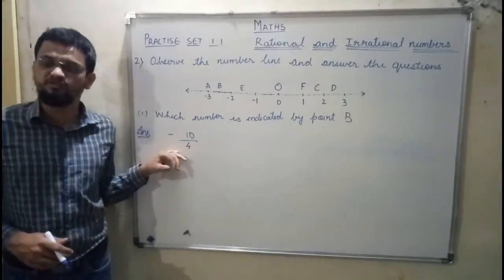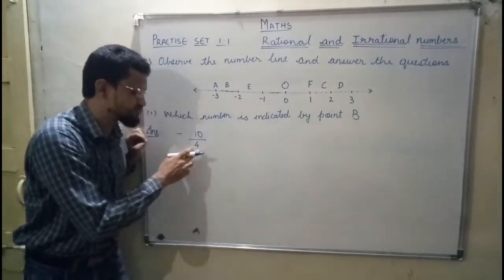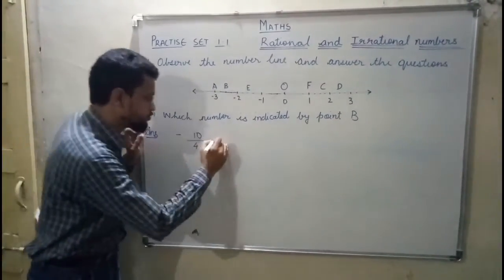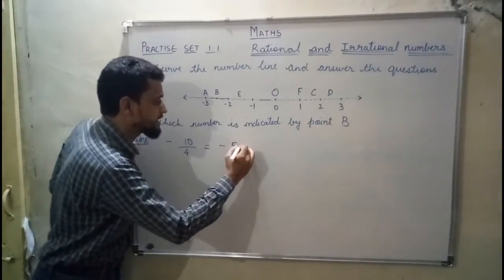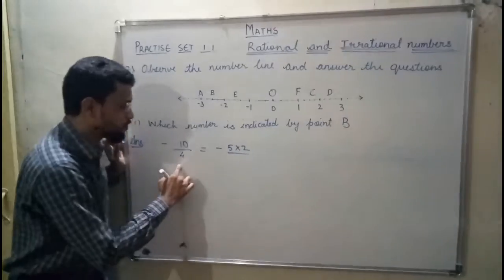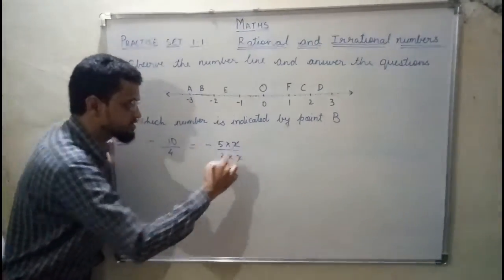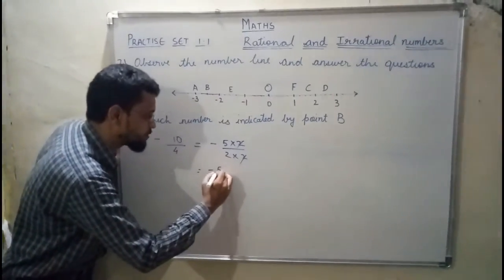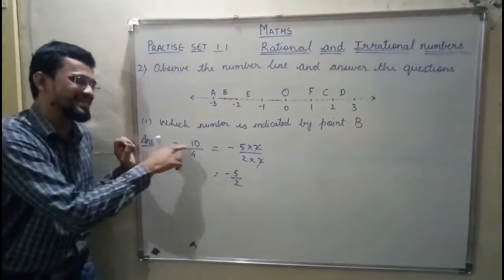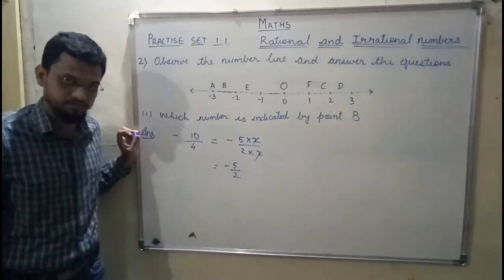Now we can further simplify this number because both 10 as well as 4 are divisible by 2. So we can write minus 10 as minus 5 multiplied by 2 and 4 as 2 multiplied by 2. This 2 and this 2 get cancelled. The answer comes as minus 5 upon 2. This number, minus 10 upon 4, and minus 5 upon 2, both are the right answers.